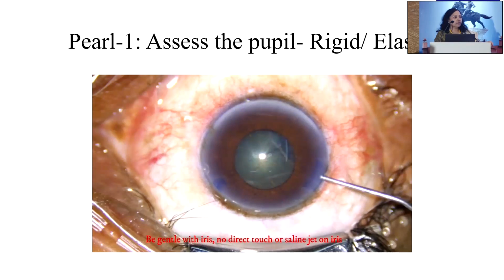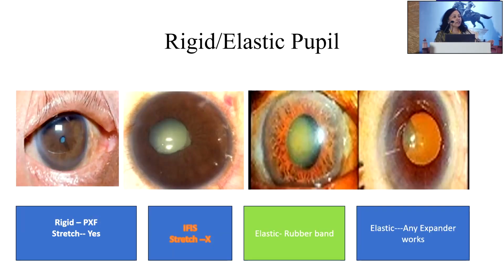When we are intraoperatively looking at these cases, first and foremost, you have to do two things. You assess the pupil, whether you are dealing with a rigid or an elastic pupil. Why is it important to distinguish between these two? Because if you are dealing with IFIS and you stretch it, then you make the pupil more floppy. If you are dealing with a rigid pupil, then stretching has to be done, and then only you can go in. If you are dealing with an elastic pupil, go ahead, it's like a rubber band, and any expander will work.